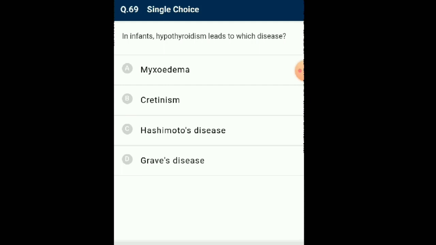That means 50% less than normal, stunted growth, retarded mental development, delayed puberty, decreased body temperature, heart rate, pulse rate, blood pressure, and cardiac output, reduced urine output, decreased sugar level in blood, pigeon's chest. So the answer is option B, cretinism.